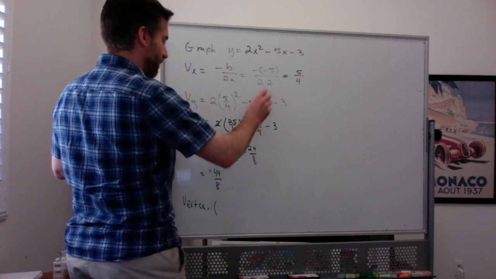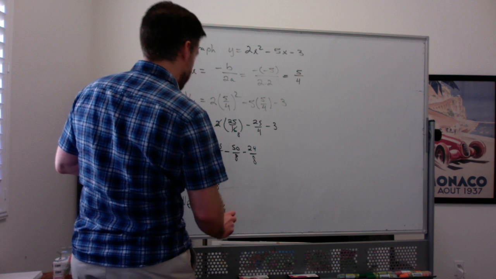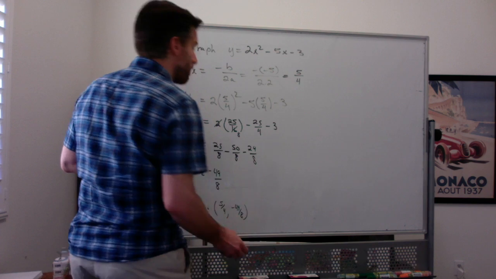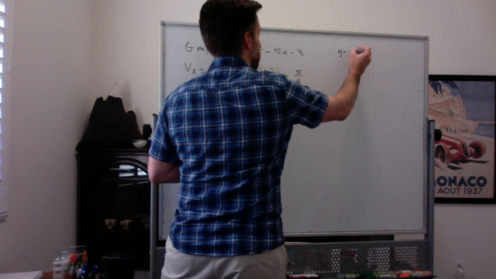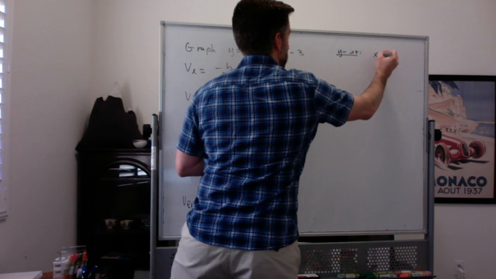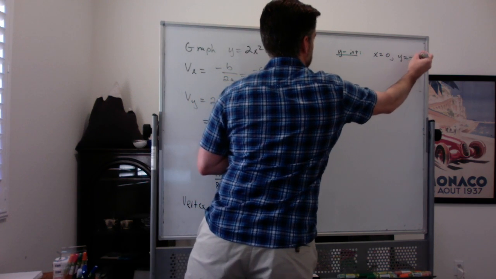So my vertex here is the point 5/4, negative 49/8. The y-intercept is just negative 3, right? If you set x equal to 0, you're going to get y equal to negative 3.